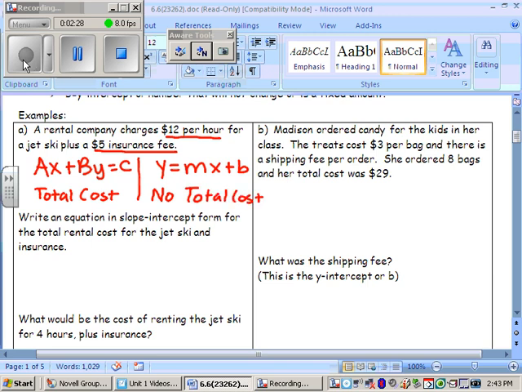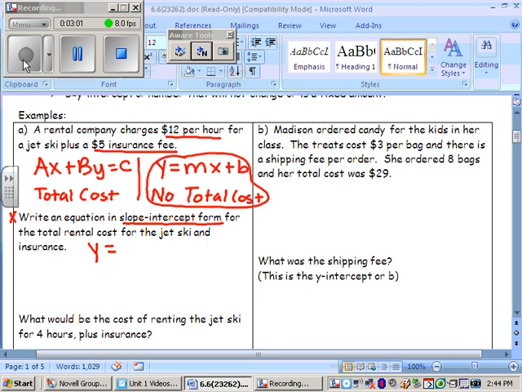So in reading this problem, would you say the total cost is given or is not given? Hopefully you said there was no total cost given. So therefore we should write our equation in slope-intercept form. And if you read the next sentence, it does say write an equation in slope-intercept form because the total cost is not given. So how do we do that? Well, Y is the total cost, which we do not know.